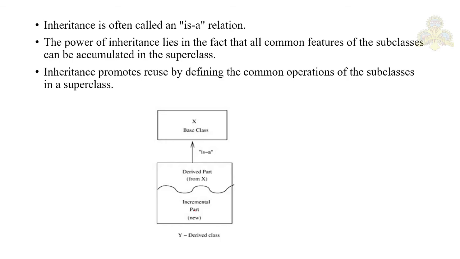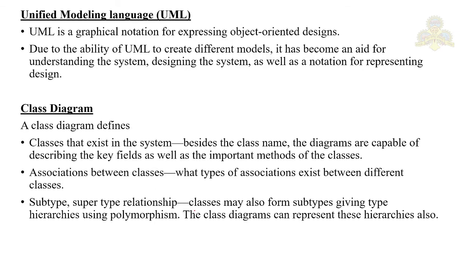Again, we have two types of polymorphism: compile time polymorphism and runtime polymorphism. So this is enough for the concepts of OOPS. So the next thing is UML, that is Unified Modeling Language. This UML is used for visualization of the design. That means it is a graphical notation for expressing our object oriented design.